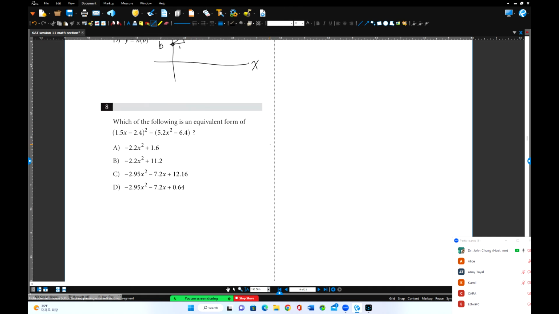The next one. You can make a square over here. 1.5 squared is 2.25x squared. And 2 times 1.4 is 3, minus 7.2x. And 2.4 squared is how much? 5.76, right? Minus 5.2x squared and plus 6.4 when you open this one. Minus and minus is plus. 2.25 minus 5.2 when you subtract is negative 2.95x squared. The next one we have the x value, minus 7.2. The next one we add these two, 5.76 and 6.4. That is 12.16. Choice C is the answer.